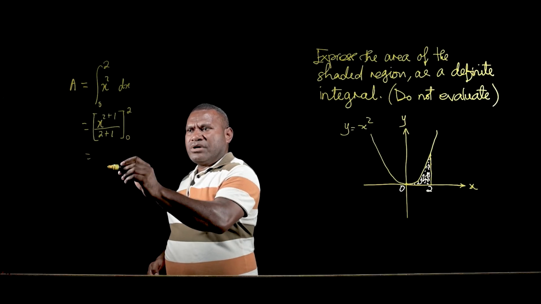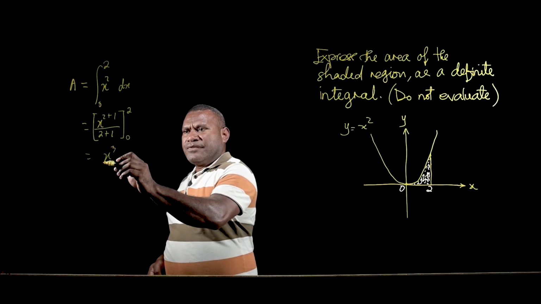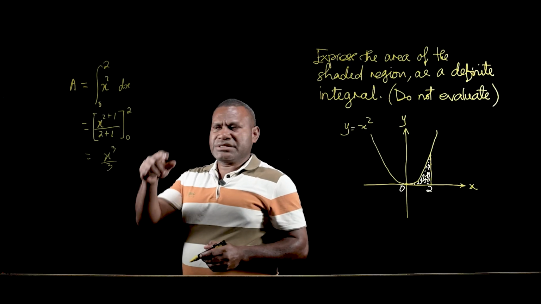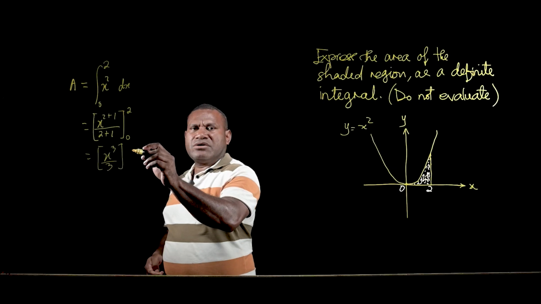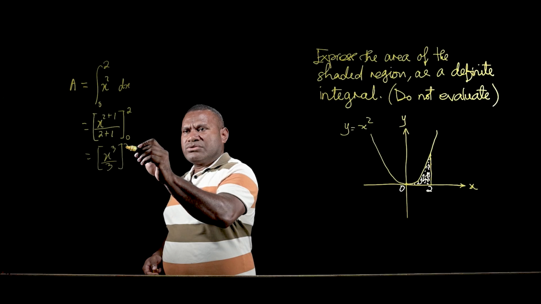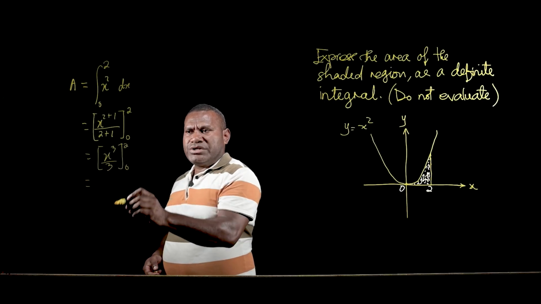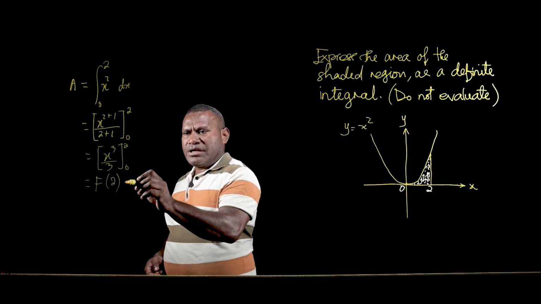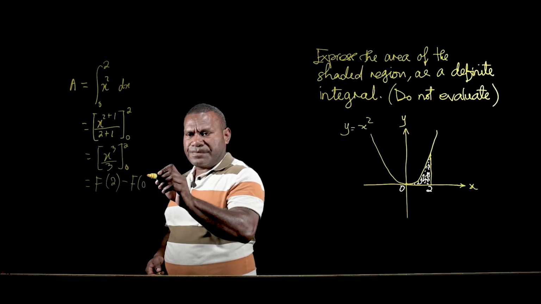Right, so if you simplify what is in this bracket here, it will become x raised to the power of 3 divided by 3, or you can say 1/3 times x cubed. All right, what you have in the bracket is what they call the antiderivative of this function. 2 is the upper limit, lower limit being 0. Now what you need to do is to find f of 2 minus f of 0 in this function.